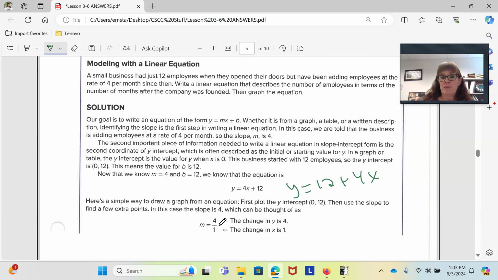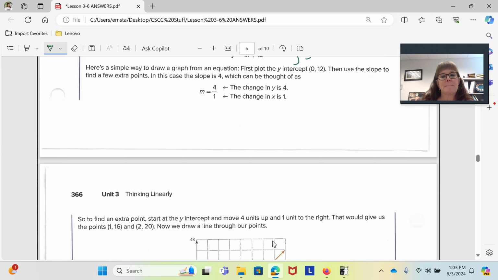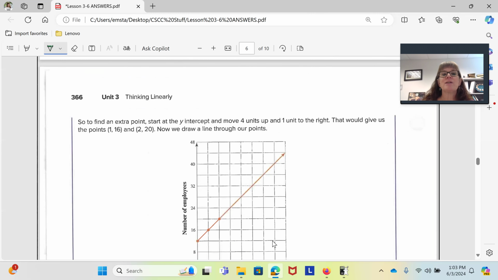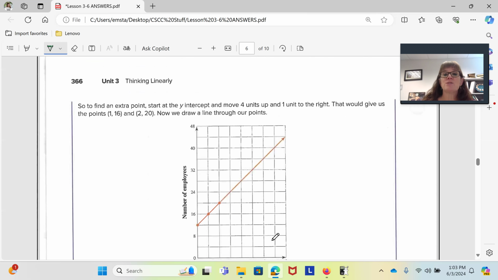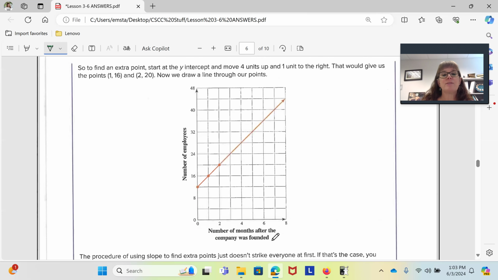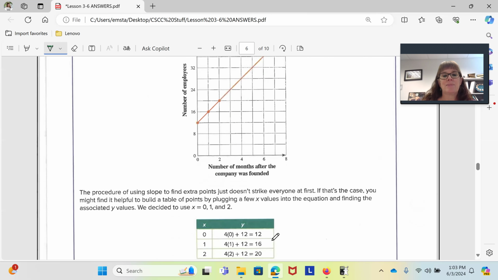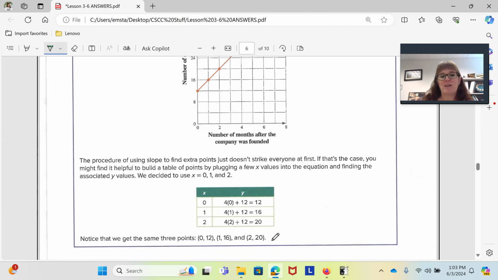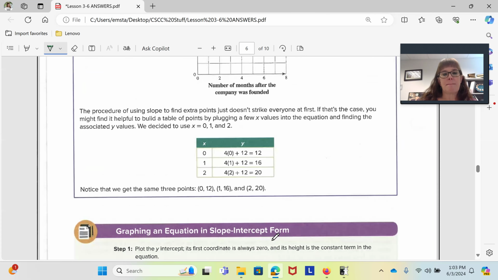Slope, when it's a whole number, is 4 over 1. That's important to think about when we're graphing it. And they actually do a graph of it here. They found points. You could find points, or you could graph the y-intercept and graph it. They show you a nice table here of how they plug the values in. So after 0 months, they had 4 times 0 plus 12. They still had 12 employees. After 1 month, they had 4 times 1 plus 12, or 16 employees. After 2 months, they had 20 employees. So it's a nice worked out example for us.